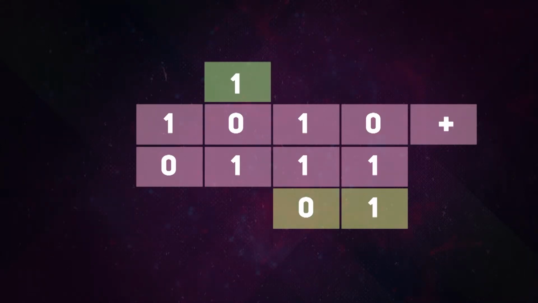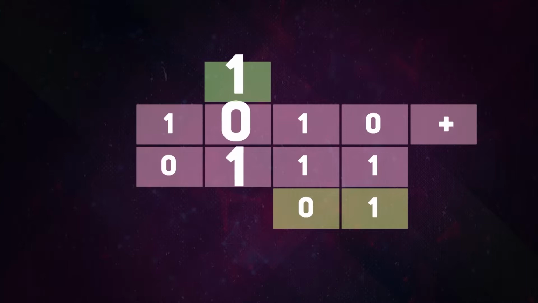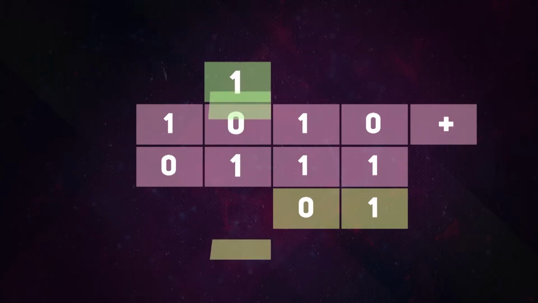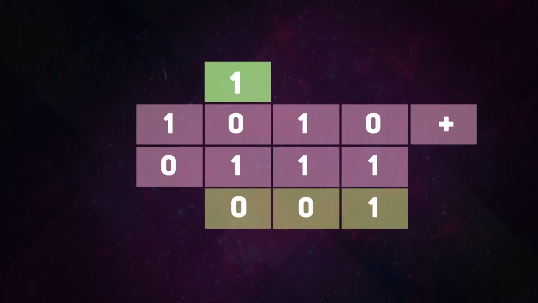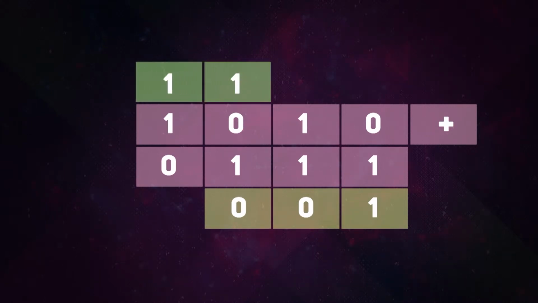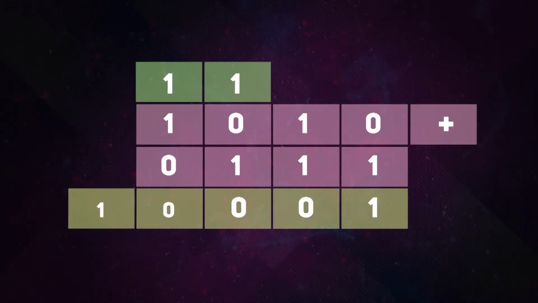Now consider digits of place value 2 square or 4. Again, 1 plus 0 plus 1, which is equal to 0 with a carry 1. And finally, we add the most significant bits 1 and 0 with the carry forwarded from the previous level, that is 1 plus 0, which is equal to 1 0. So, the answer is 1 0 0 0 1.